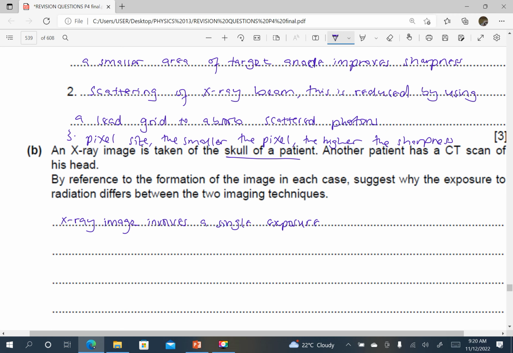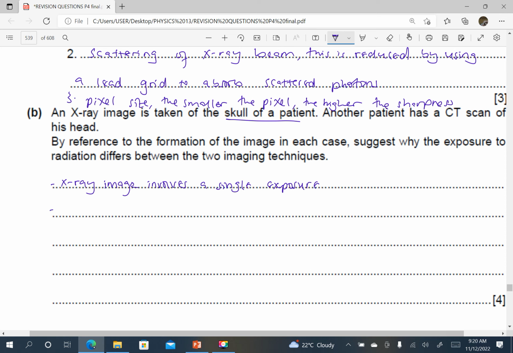The X-ray image involves a single exposure, but not with a CT scan. For a CT scan, there is exposure of a slice from many different angles.